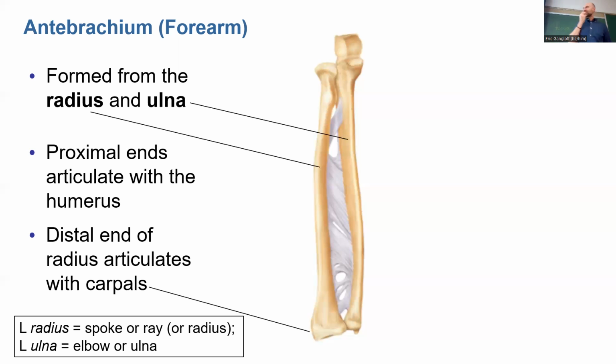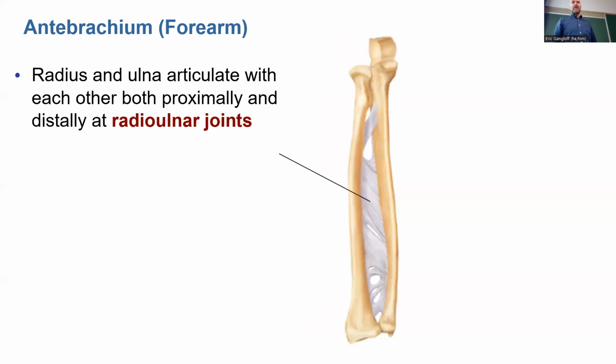What's pretty cool about these two bones, I think it's cool, is that they actually have two joints where they articulate. And these are called the radio-ulnar joints. We have a proximal radio-ulnar joint and a distal radio-ulnar joint. So if we want to talk about the joint between the ulna and the radius, we need to specify, because there's actually two places where these two bones articulate with each other. There's not too many other examples of that in the body. The tibia and the fibula is the only other one that I can think of off the top of my head.